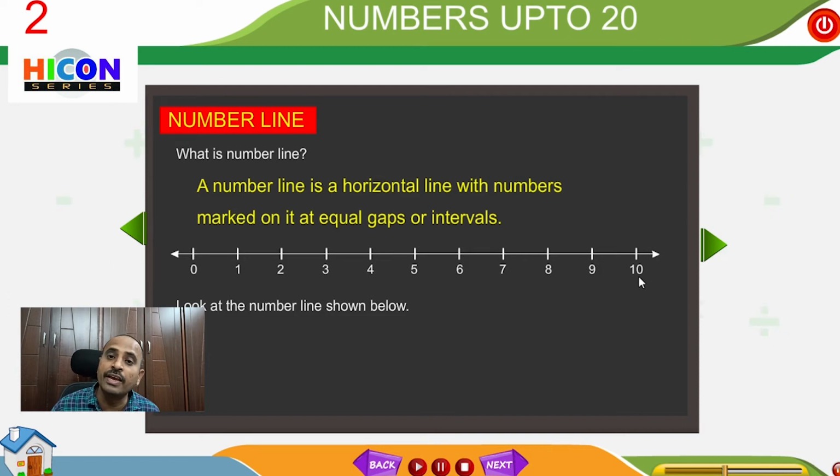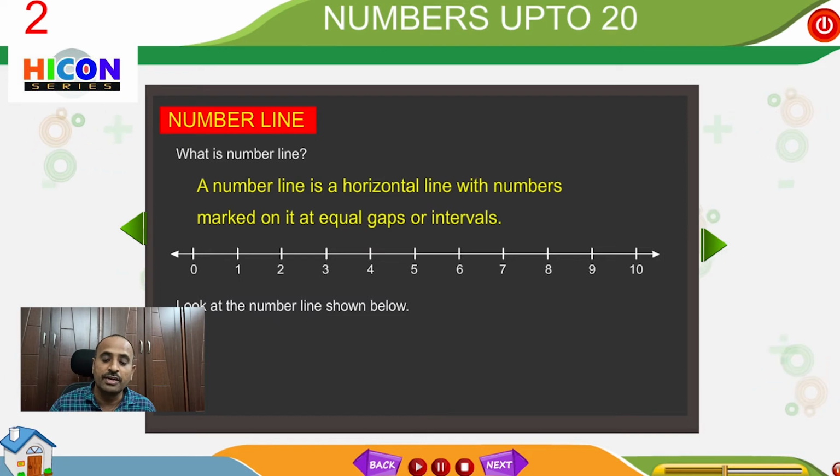So in this way we can represent any numbers on the number line. Just draw a straight line with the help of a scale on your notebook, and put some marks at equal gaps, and each mark is represented by a number, and we have to start the numbers with 0 on the number line.